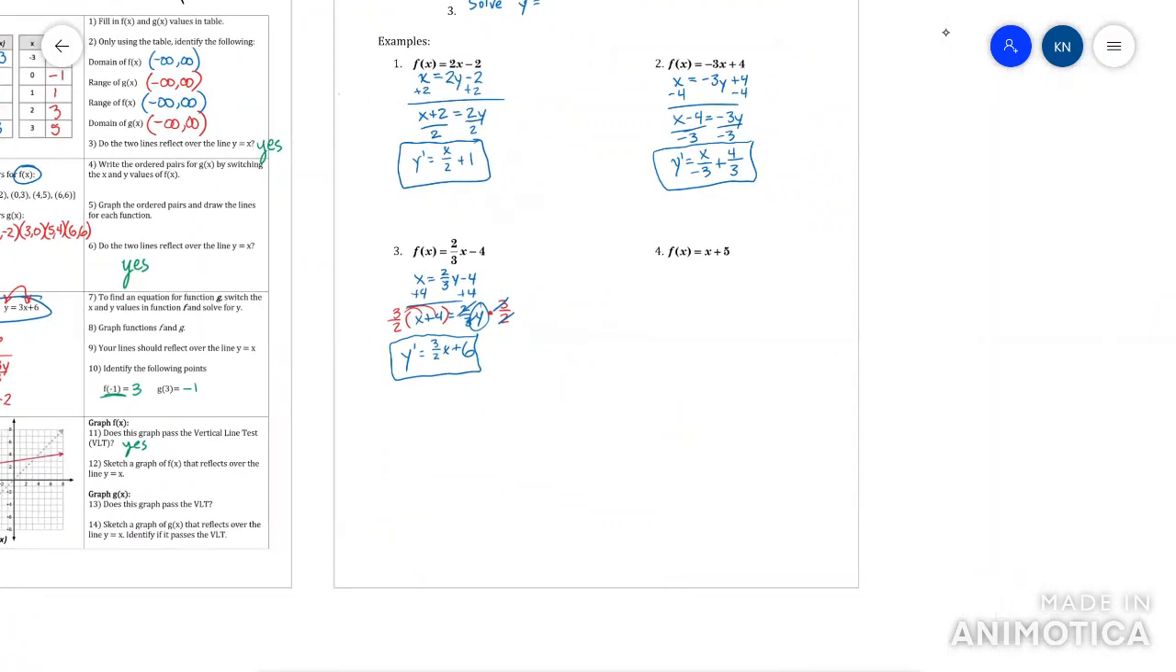Okay, and then the last one's probably the easiest. Switch x, y. Then just subtract 5.